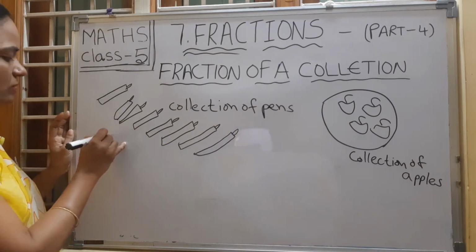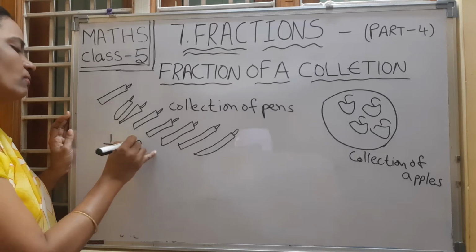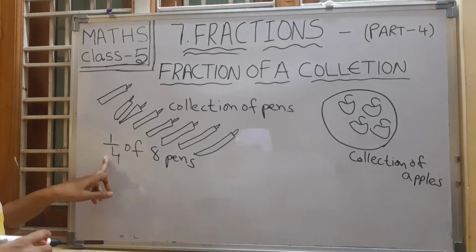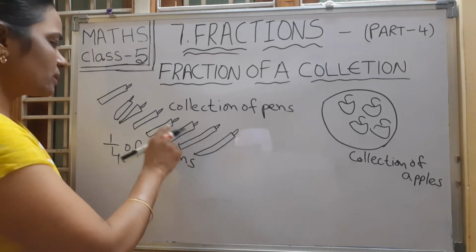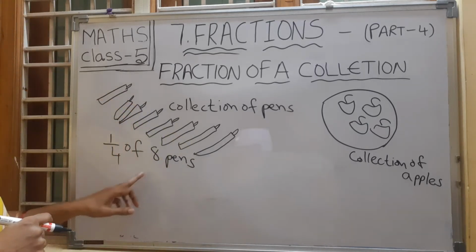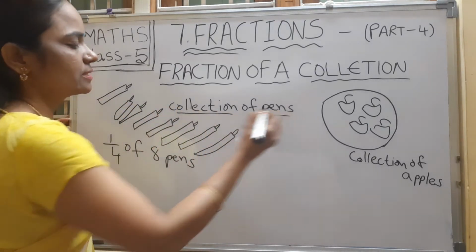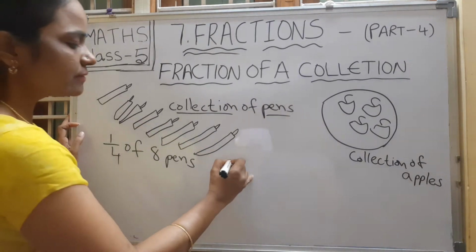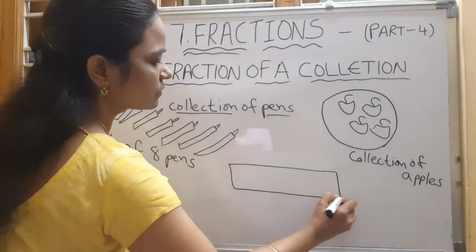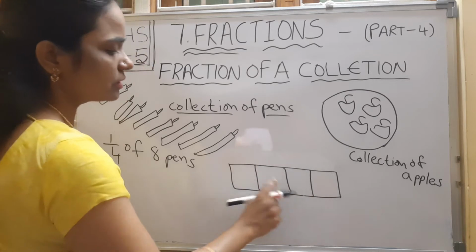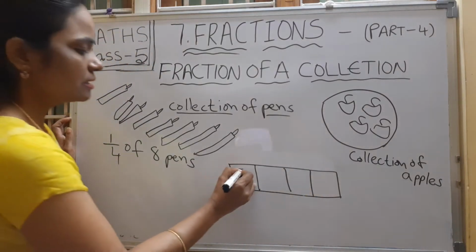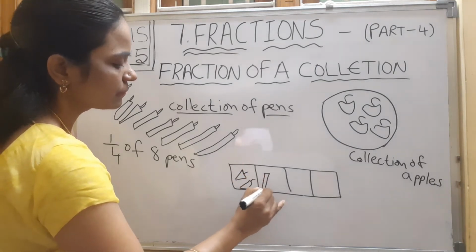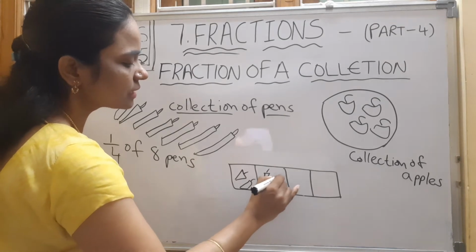So here they are asking you one question, that is, what is 1 by 4 of 8 pens? Suppose they are asking what is 1 by 4 of 8 pens. 1 by 4 of 8 pens means the 8 pens should be divided into 4 groups first, and share them. Sharing means nothing but division.